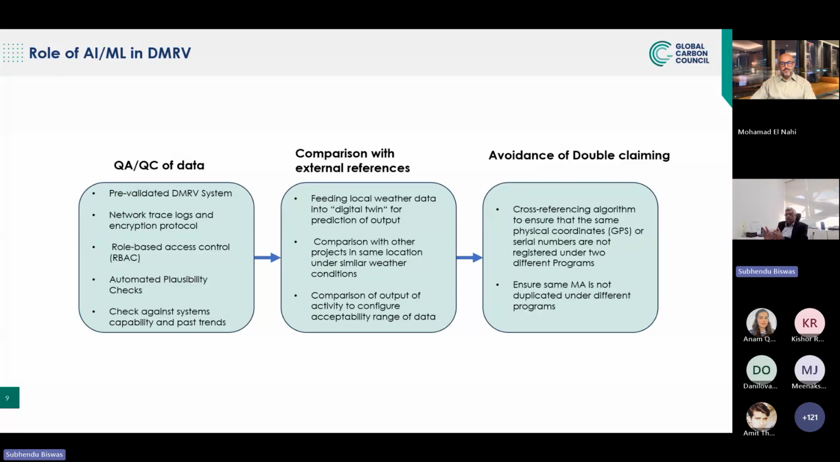Once the data is okay, then comes the second part of it, which is comparison with external references. For example, we have digital twins. That is, there is a rooftop solar or a wind project there. We know there is a trend of generation.